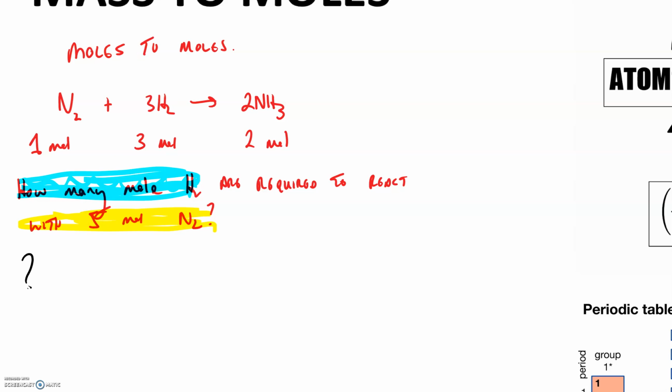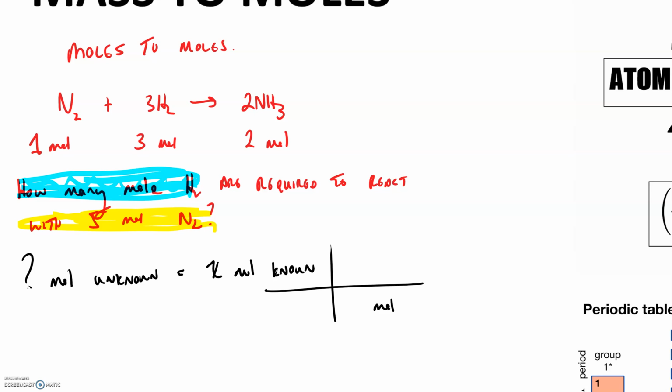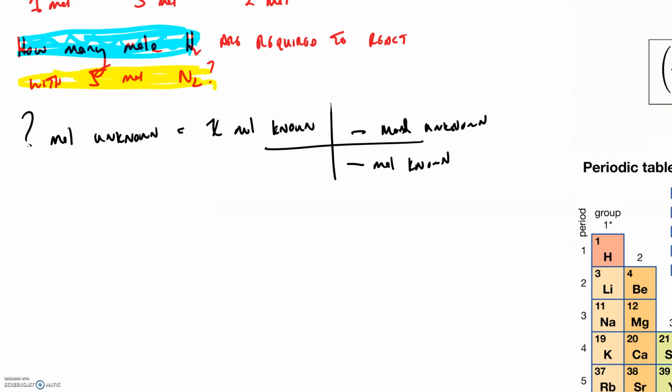How many moles of our unknown are equivalent to however many moles of our known that we have, multiplied by the conversion factor, where we have moles of the known on the bottom and moles of the unknown on the top. And then we would just simply plug in the ratio from our equation. So if I was going to answer this question, I would say how many moles of H2 would be equivalent to, or react with, 5 moles of N2.